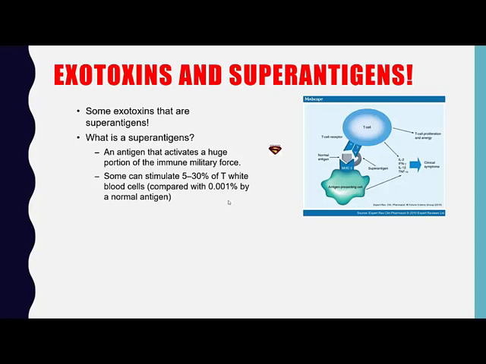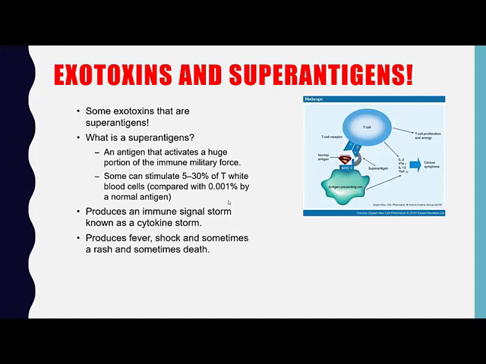Now, a superantigen can stimulate 5 to 30% of your major white blood cells, the T white blood cells. Normally, a normal antigen only affects maybe 0.001% of your military force, but a superantigen stimulates 5 to 30%. What does that mean? So there's your superantigen. You're going to get a huge signal, like we call this a huge immune signal storm, or even more technically, a cytokine storm. The conversations going on between these white blood cell soldiers basically tells the body that we're under attack and we need to set off nuclear weapons.